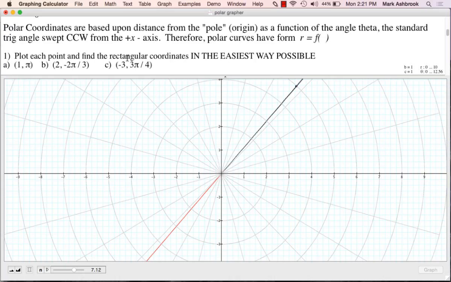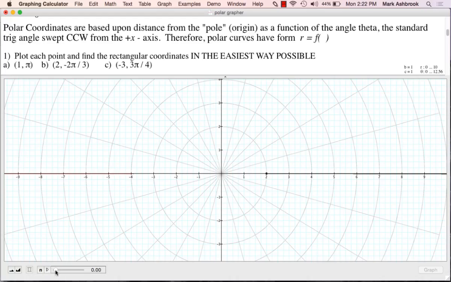All right, so polar coordinates is a different way of locating points in the plane. So what are you used to? X is the horizontal position of a point, and Y is the vertical position, right? So this is a totally different way of locating points in the plane, and that is by angle swept counterclockwise from 3 o'clock, so that's the standard trig angle. And then distance from the origin, which is called the pole.